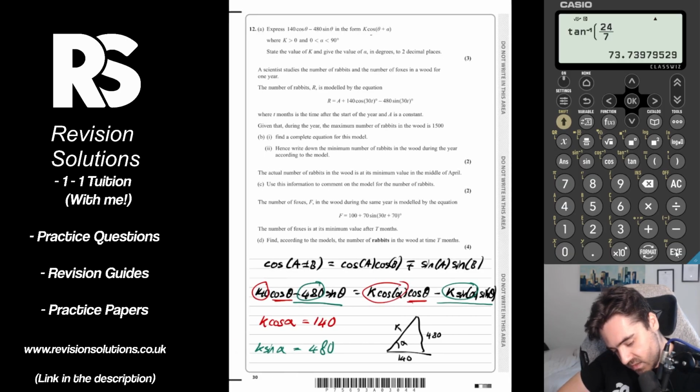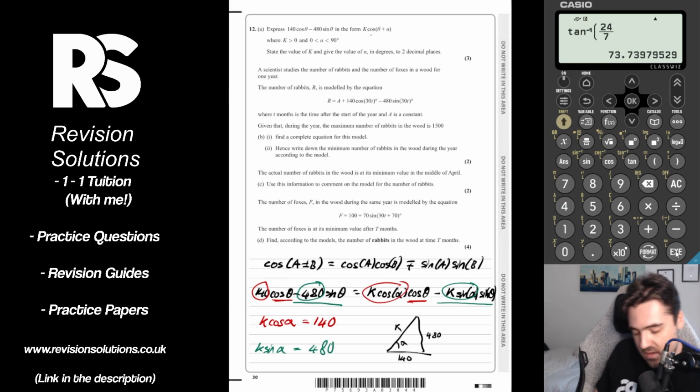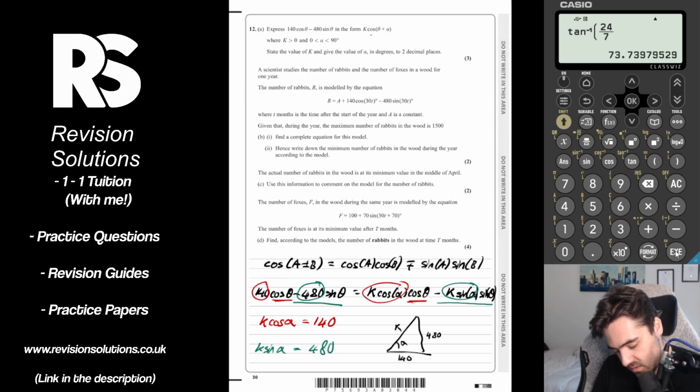Then moving on to part C, it says the actual number of rabbits in the wood is at its minimum value in the middle of April. Use this information to comment on the model for the number of rabbits. So we're going to have to see when our minimum number of rabbits is predicted by the model and compare that to this info they've just given us.